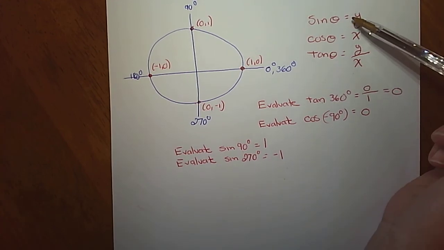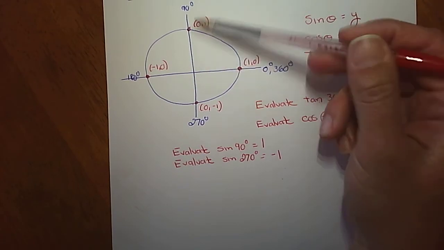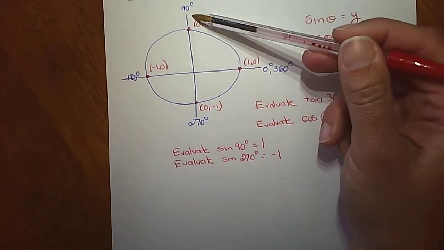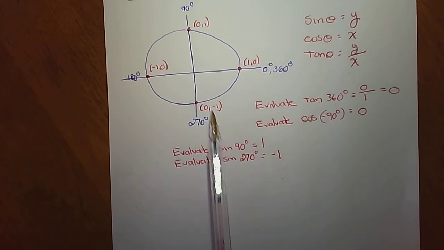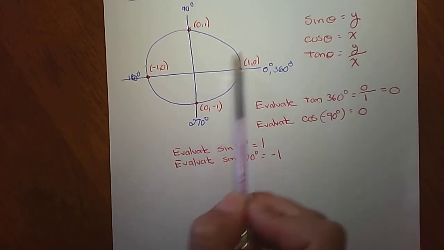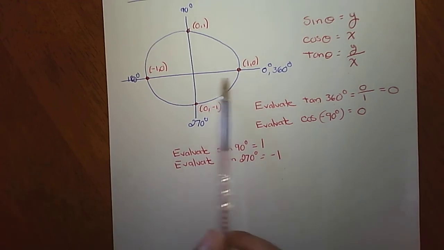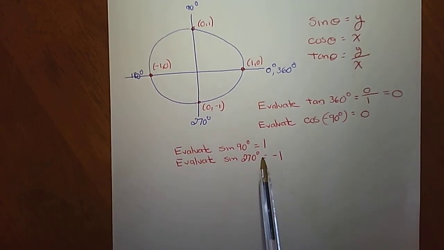Sine is y. What are the y's on the top part of an x and y axis, right? All of these y's are positive. All of these y's are negative. So what that means is anytime sine is up here, it's going to be positive. And anytime sine is down here, the answer is going to be negative.